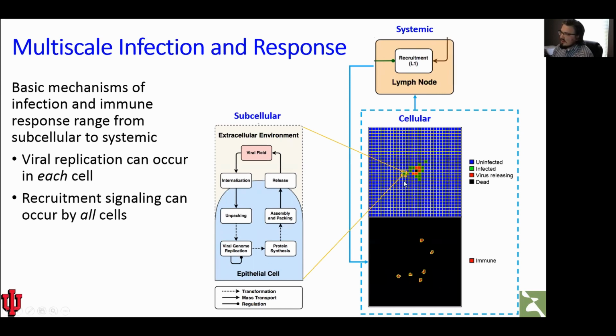Meanwhile, when we look in an individual cell, as shown here, we find that each of them has to have a representation of viral replication according to the state of the particular cell: when virus was internalized, how much virus was internalized, and so on and so forth.